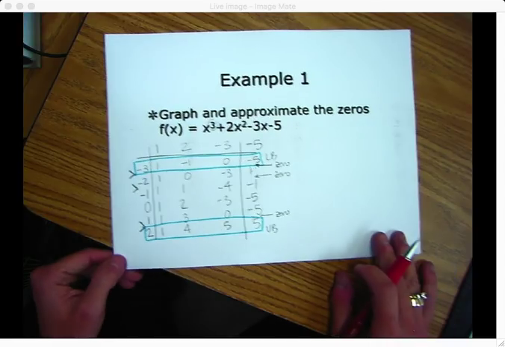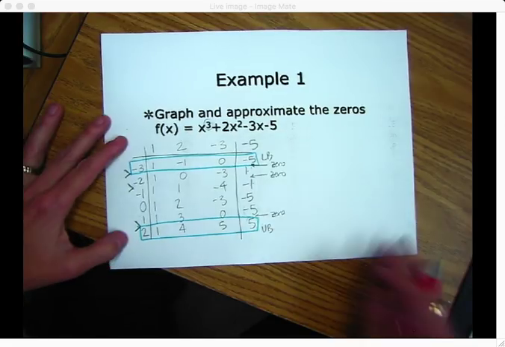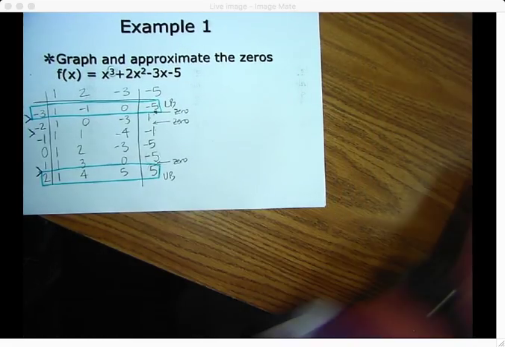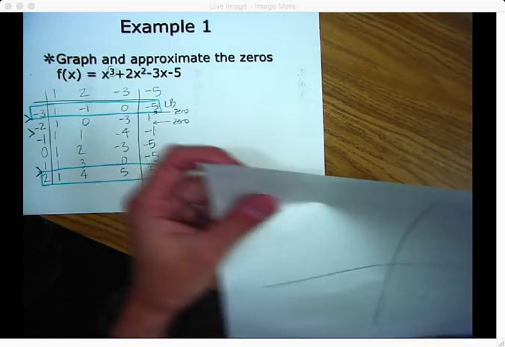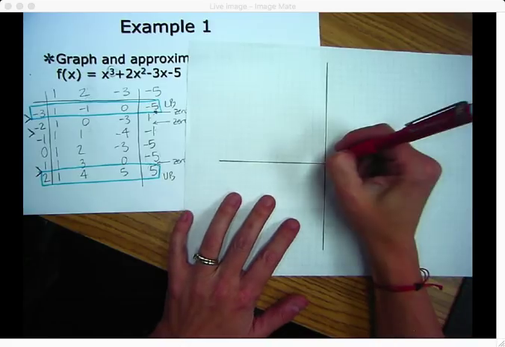We're going to graph this because what I have here is a very beautifully written out XY chart. Okay, so let me move that to the side. Hopefully you can still see it. And let's draw a really nice picture. So all I have to do is plot these points.